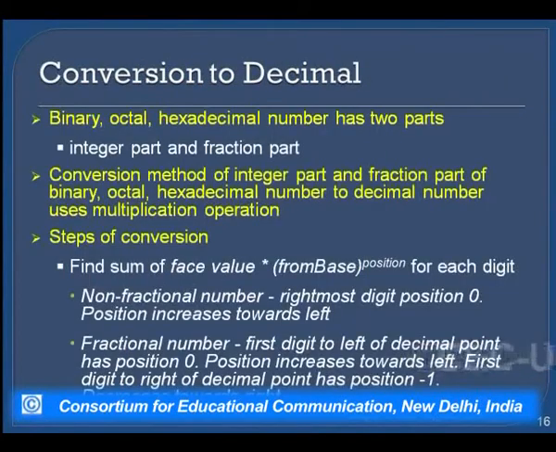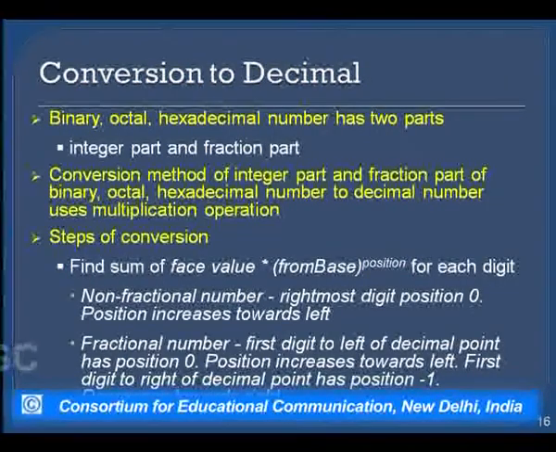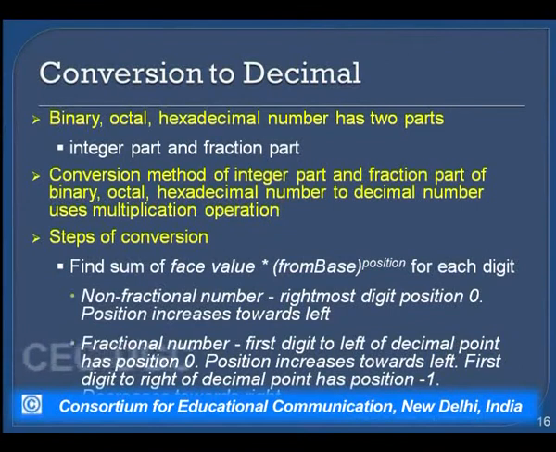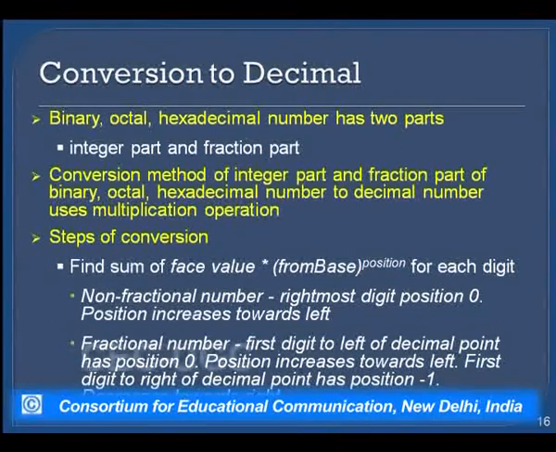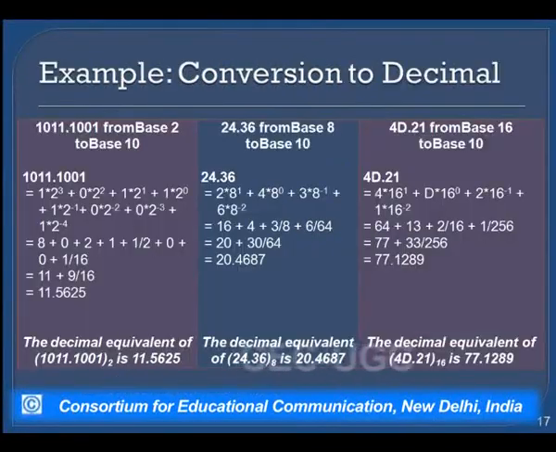If we see this slide, these are the steps of conversion. We find the sum of face value times base to the power of position for each digit, starting from the rightmost in the non-fractional part and from the leftmost in the fraction. Let us take this example. We have the number 1011.1001 in base 2 and we want to convert it into base 10. So, that is from binary to decimal.